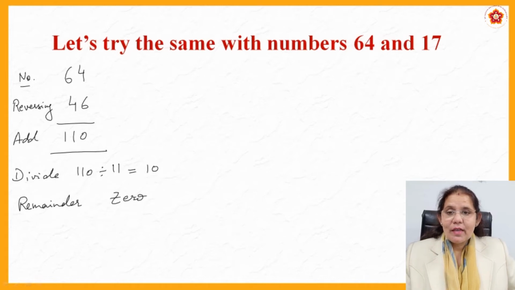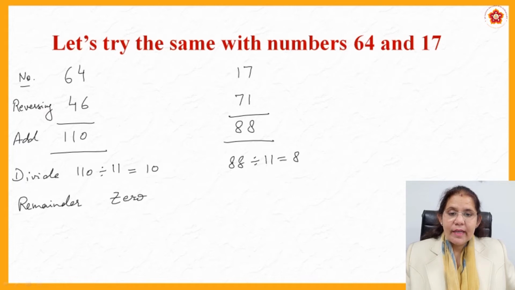So this particular trick is applicable to number 64. Let's try it with 17. On reversing it, we get 71. Add these two, we get 88. 88 divided by 11 gives 8. And again, the remainder is 0.